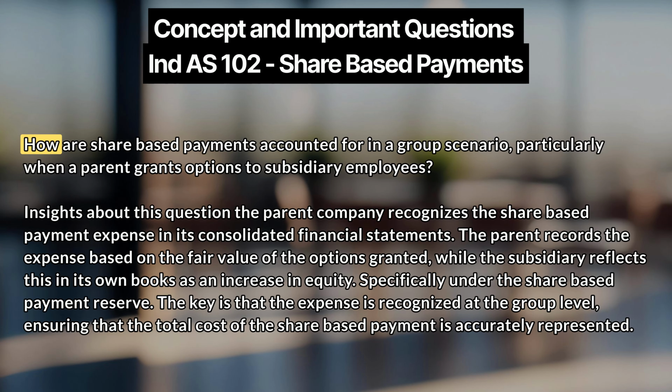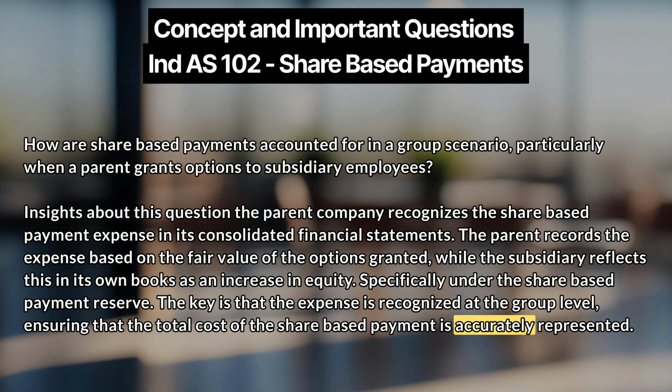Let's dive into a crucial topic. How are share-based payments accounted for in a group scenario, particularly when a parent grants options to subsidiary employees? The parent company recognizes the share-based payment expense in its consolidated financial statements. The parent records the expense based on the fair value of the options granted, while the subsidiary reflects this in its own books as an increase in equity, specifically under the share-based payment reserve. The key is that the expense is recognized at the group level, ensuring that the total cost of the share-based payment is accurately represented.